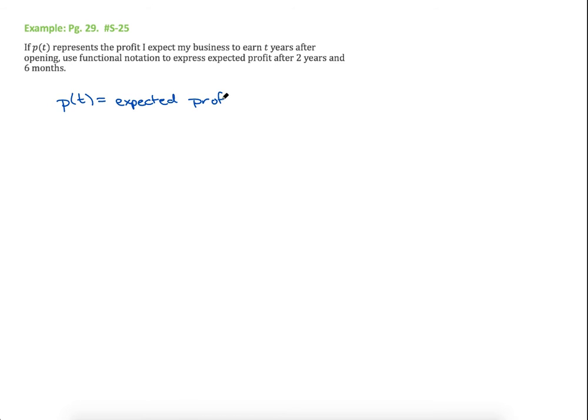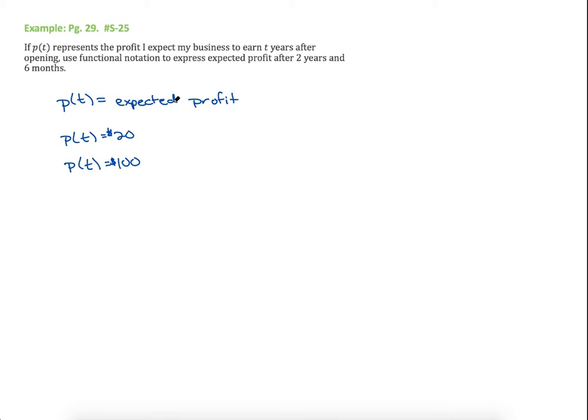So for example, if I have P of t equals 20, that means that my expected profit after some year t is going to be 20. If I have P of t equals 100, that means that after some time t, my expected profit is going to be 100. And assuming that it's in dollars, we can say $20, $100, etc. In this particular problem, we're asked to use the functional notation.